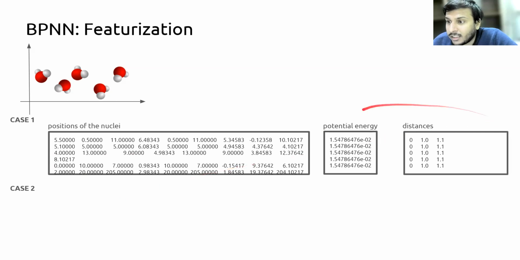The other thing you can do is, instead of providing your model the raw positions, provide the distances. So you can provide the distance from the oxygen atom. For the oxygen, that would be 0. For the first hydrogen, it would be 1.0.